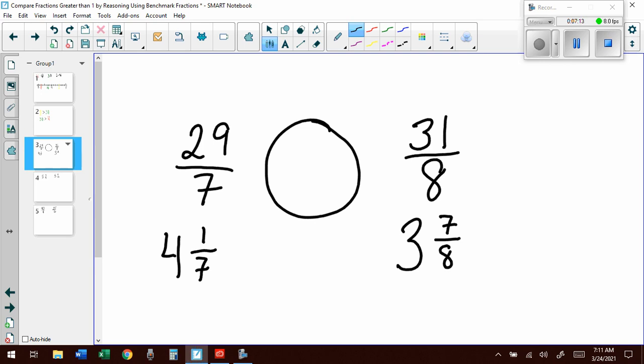7/8. So by doing this, which is greater? We don't really need our fractions anymore, because if we look at the whole numbers, 4 is greater than 3, which means that 29/7 is 4 whole pieces and 1/7. 31/8 is 3 whole pieces and 7/8.